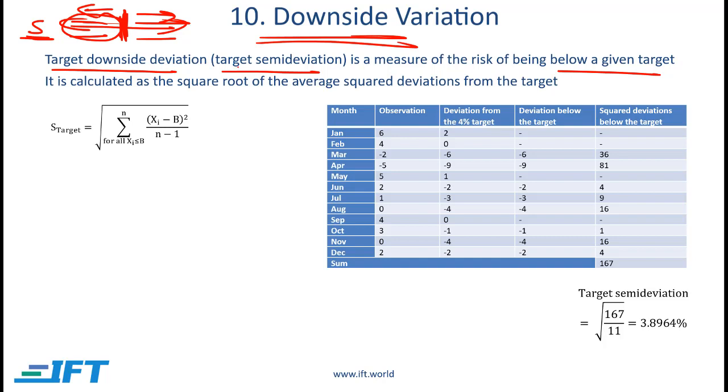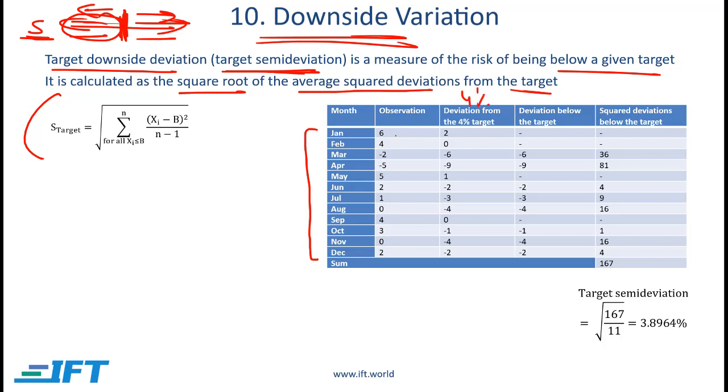One point is that this measure is also called the target semi-deviation. This measure is calculated as the square root of the average squared deviations from the target. Now, notice that we are only taking the deviations that are below the target. So this is the formula, and I'll show you how to use this formula given some data. We have return data for 12 months. So these are the numbers for the 12 months. We need to come up with the target semi-deviation where the target is 4%.